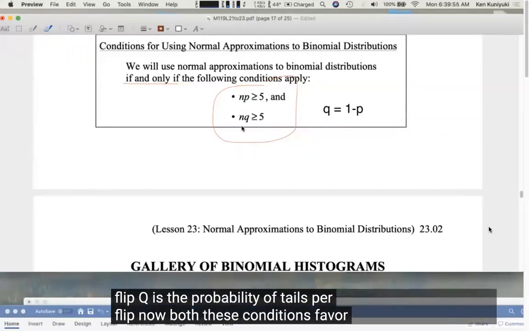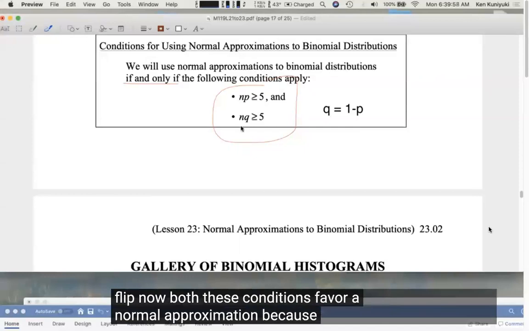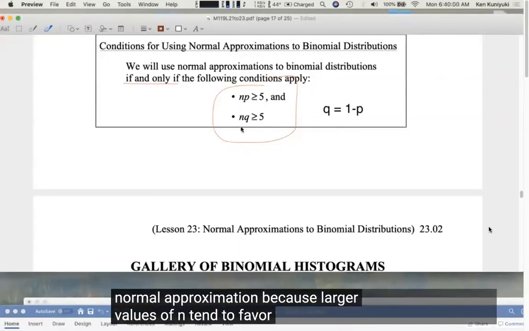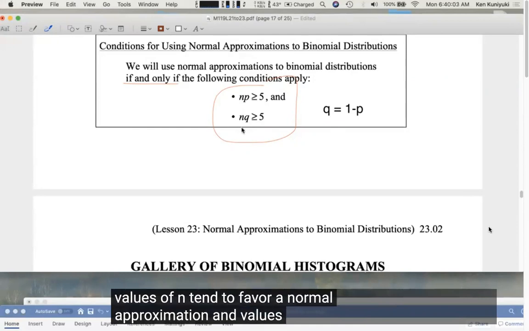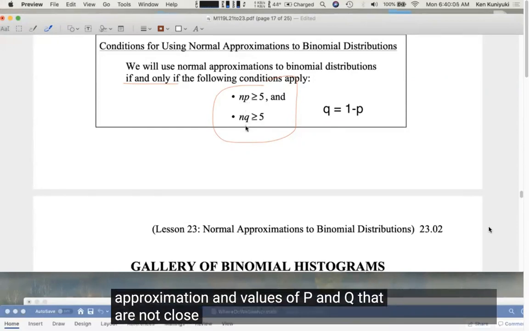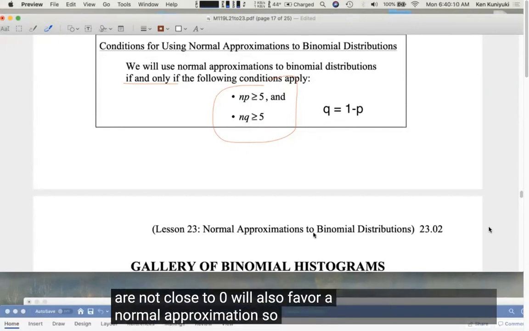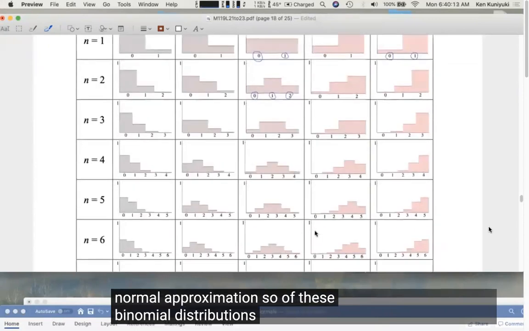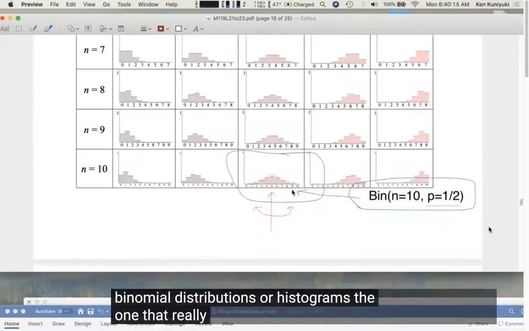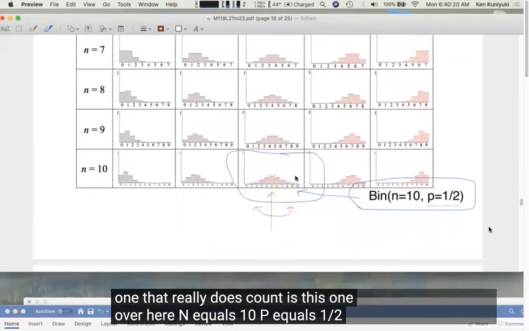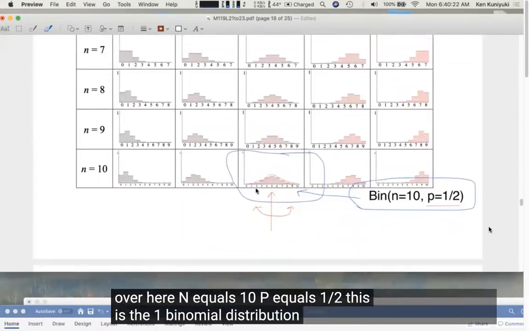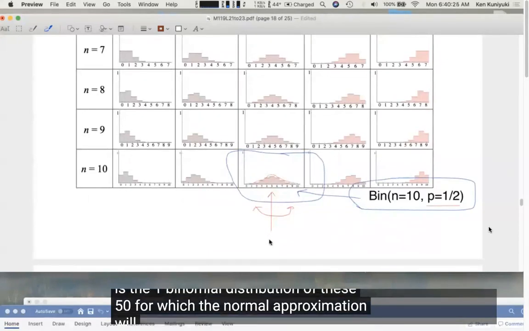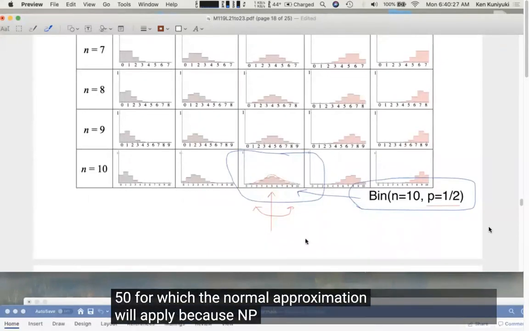Now, both these conditions favor a normal approximation because larger values of N tend to favor a normal approximation, and values of P and Q that are not close to 0 will also favor a normal approximation. So of these binomial distributions or histograms, the one that really does count is this one over here: N equals 10, P equals 1/2. This is the one binomial distribution of these 50 for which the normal approximation will apply, because NP and NQ are 5.